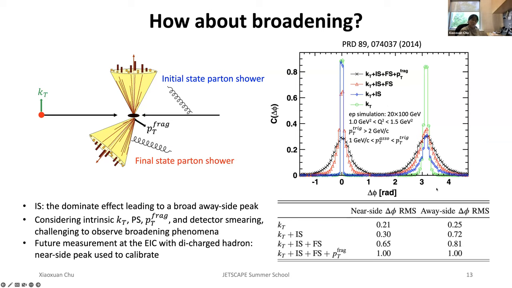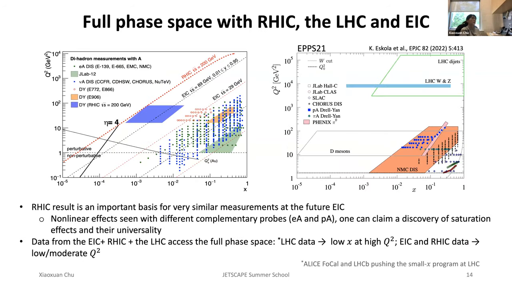So it is very challenging to conclude the width of the correlation function caused by the contribution only from the saturation effect. And that is a further measurement we can perform with the EIC, and we could understand more information about the broadening phenomena with EIC data. And in conclusion, we need to perform this measurement at the EIC, RHIC, and the LHC. The reason is for the EIC and RHIC, we have similar intermediate collision energy. So the x and Q squared phase space is similar for the EIC and RHIC.